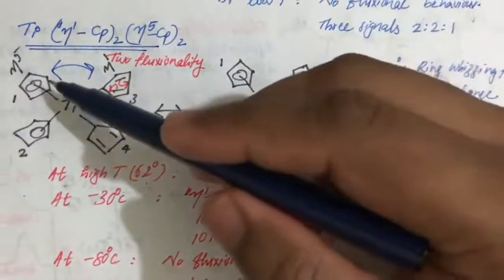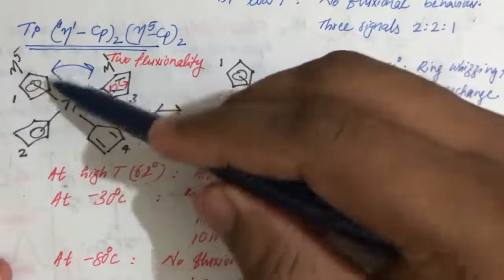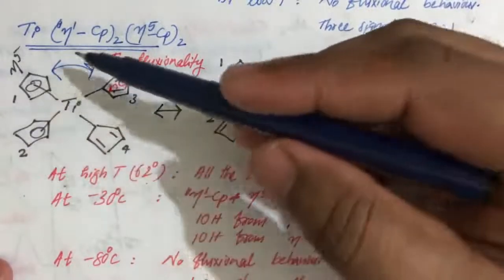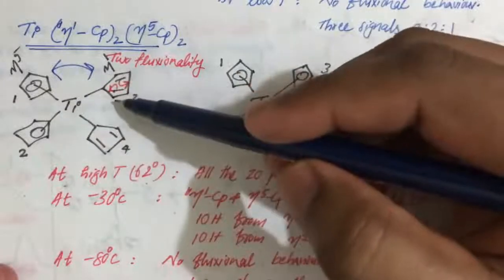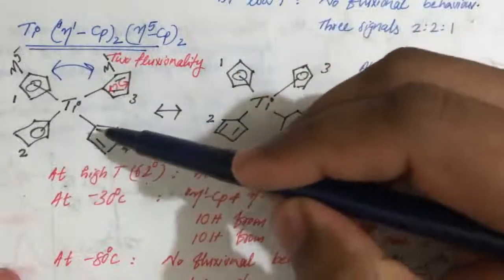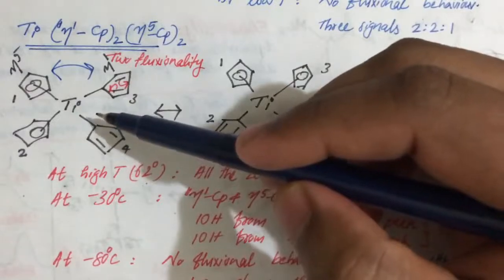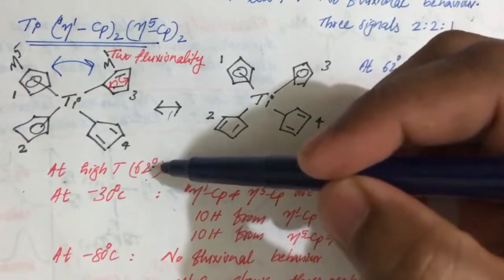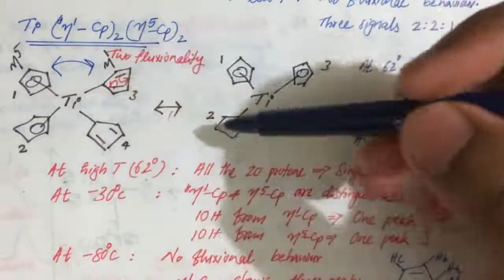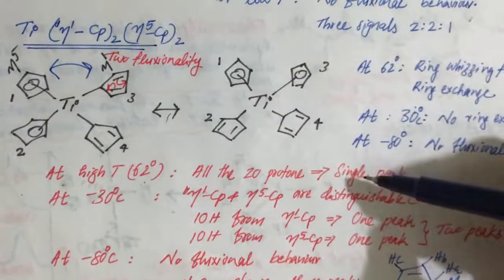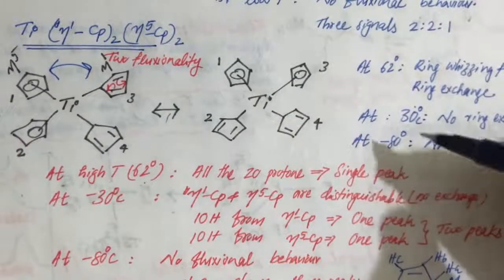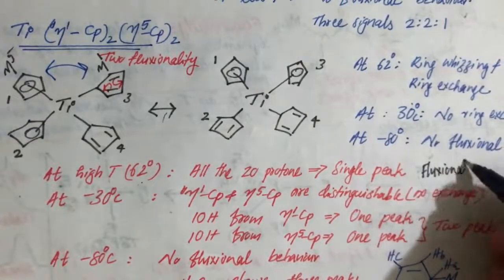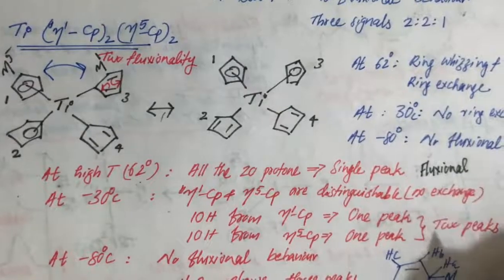So we can have 5 hydrogens in eta 5 and 5 in eta 1, that is 10 hydrogens, as well as 10 hydrogens from the other ring. In effect all the 20 hydrogens are in the same chemical environment at a high temperature of 62 degrees Celsius. That is, all the 20 protons give a single peak. That is due only to the fluxional behavior.